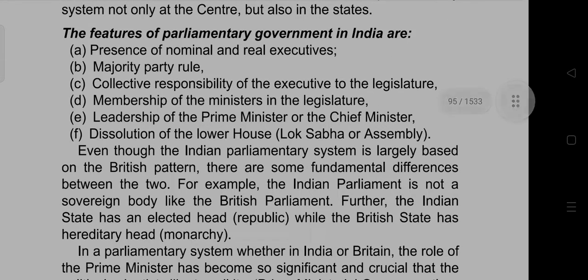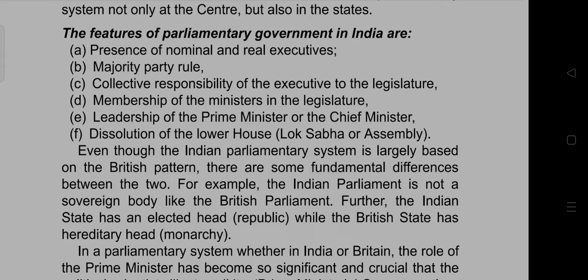The features of parliamentary government in India: presence of nominal and real executive, majority party rule, the collective responsibility of the executive to the legislature, membership of the ministers in the legislature, leadership of the Prime Minister or the Chief Minister, and dissolution of the lower house, that is Lok Sabha or Assembly.